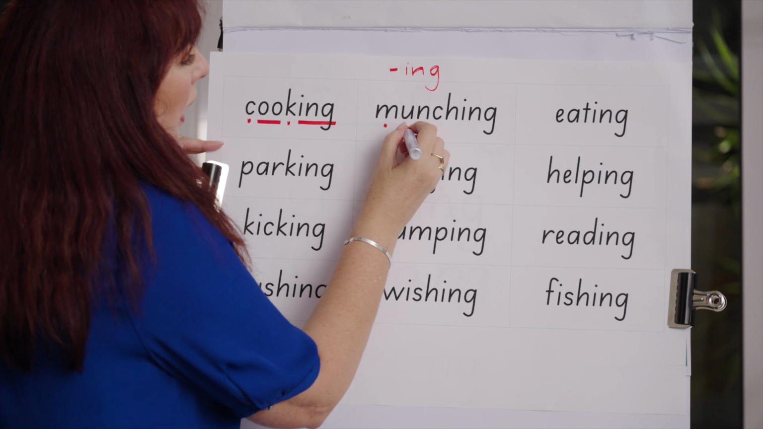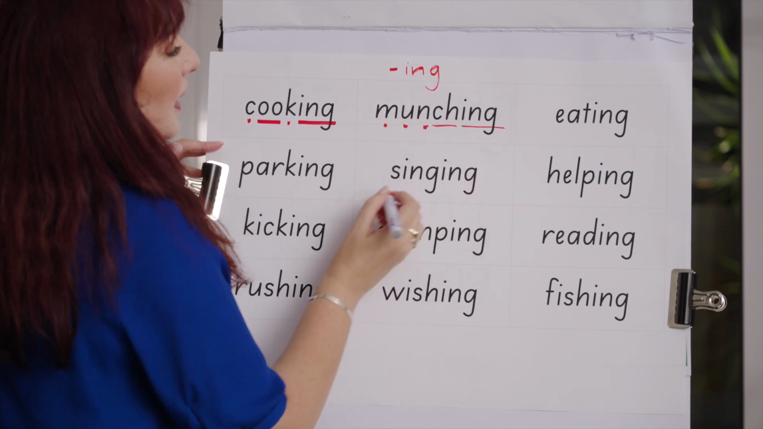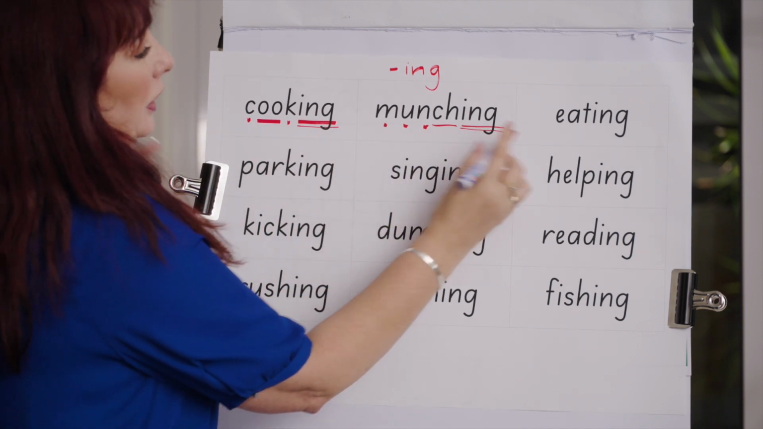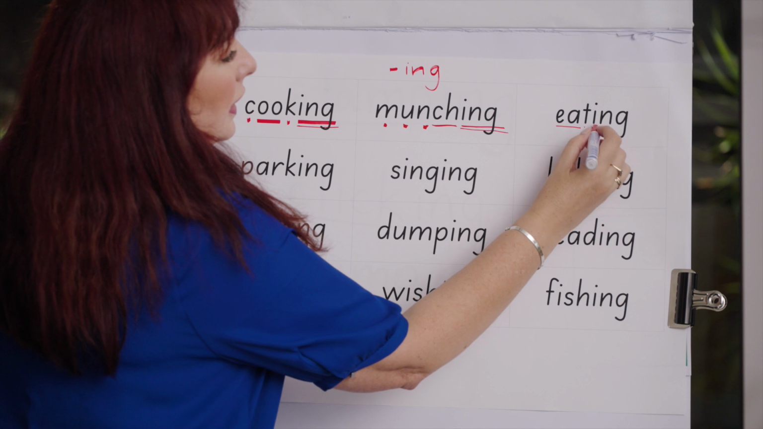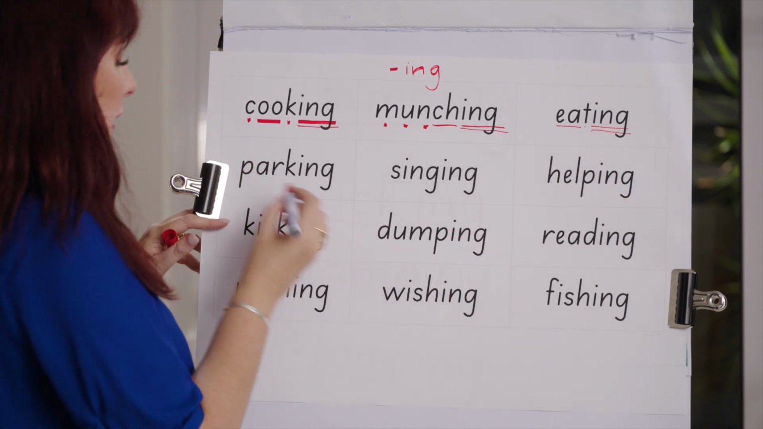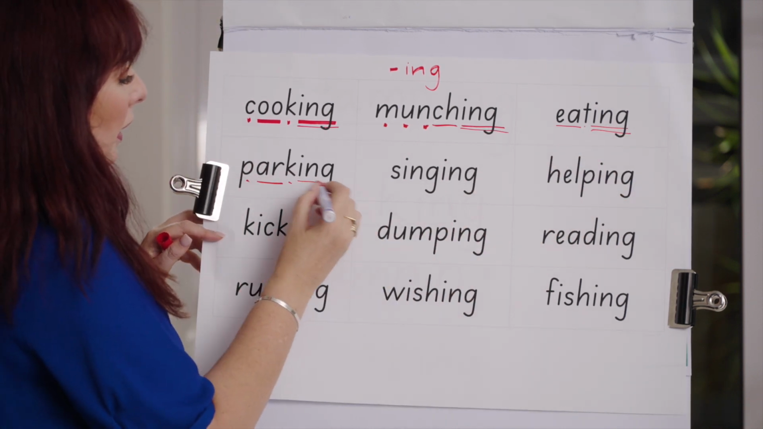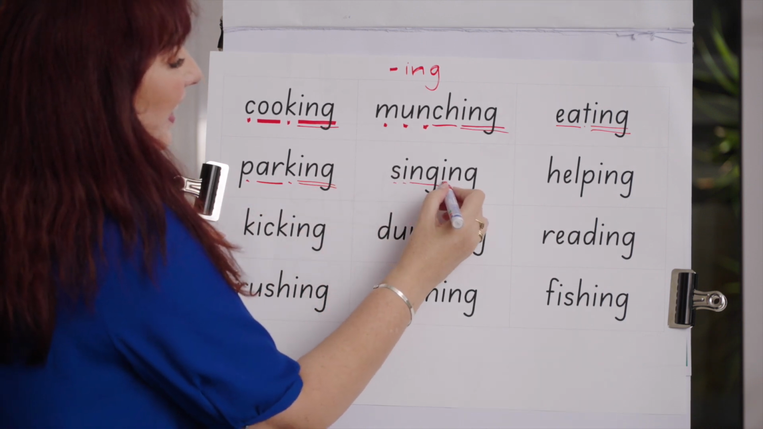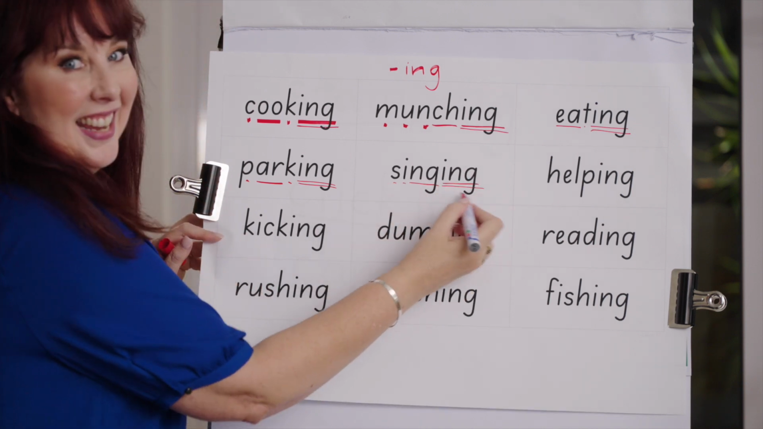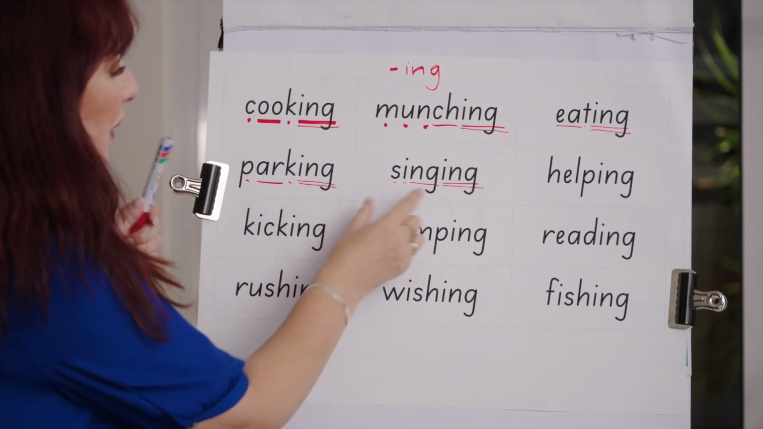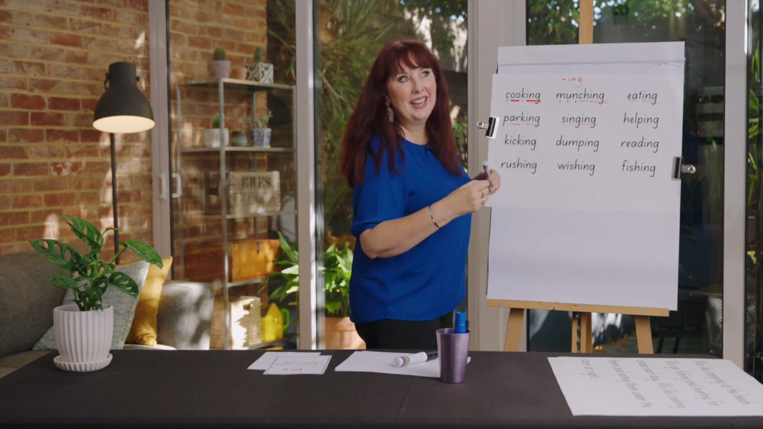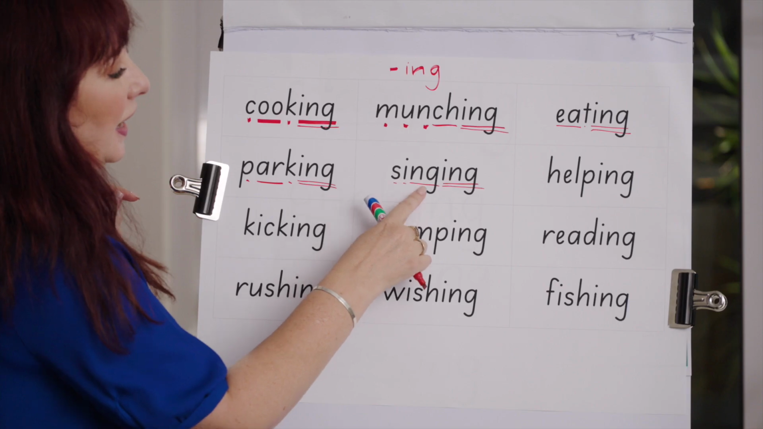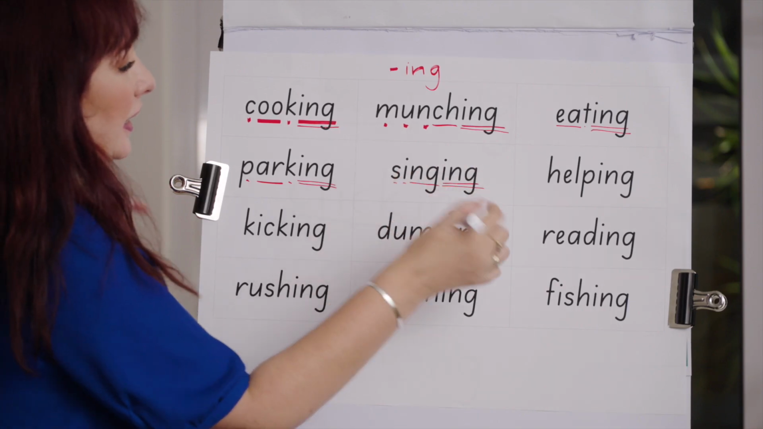Cooking, ing. Munch, how about I do a double line? Let's do that for a morpheme. Munching, eat, ing, eating. Parking, parking. Ing, singing. Can you see what happens there? Look, ing, ring-ing, bring-ing, sing-ing, but we still have to sound it out here. Ing, singing.